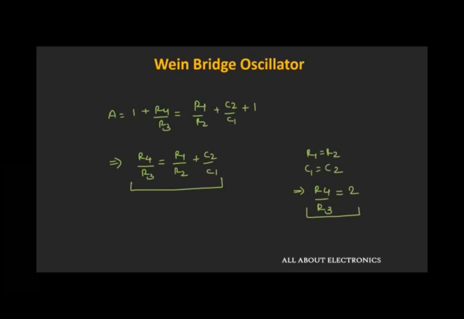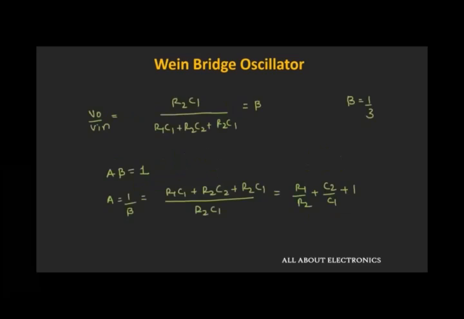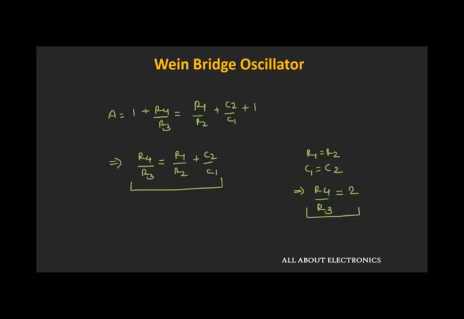So in this way, we have derived the expression of the resonant frequency, and we have also seen at the resonant frequency, the feedback fraction beta will be equal to 1 by 3, provided R1 is equal to R2 and C1 is equal to C2. And to get sustained oscillations, the ratio of R4 by R3 should be equal to 2. So I hope in this video you understood how we can design a Wien bridge oscillator.